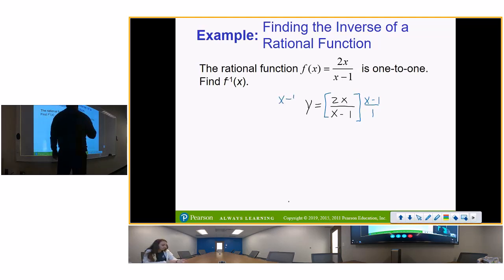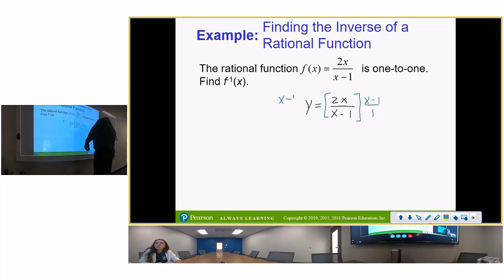Oops, I'm sorry. I forgot to interchange. I'm getting the cart before the horse, for those of you that know what that means. Hold on a second.